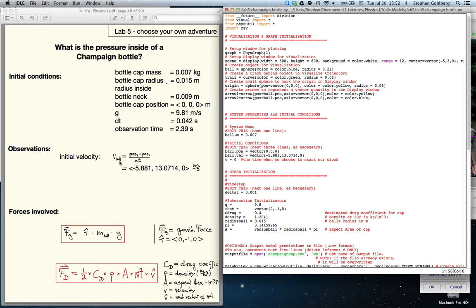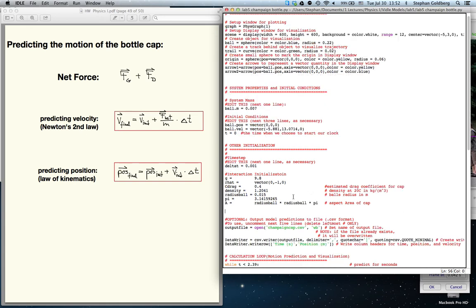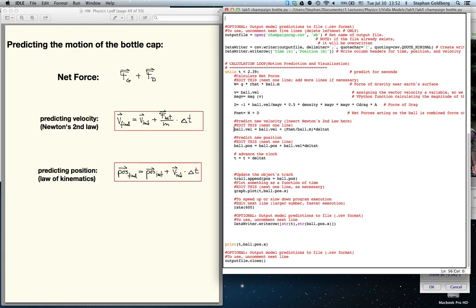Now I calculated, which is not really relevant for calculating the pressure inside the bottle, the net force and predicted the velocity using Newton's second law again. And you can see this in the code down here, using Newton's second law for the velocity prediction, and using the laws of kinematics for the position prediction. The formulas for the weight force and the drag force are here in the code.